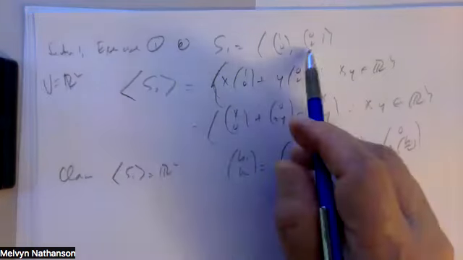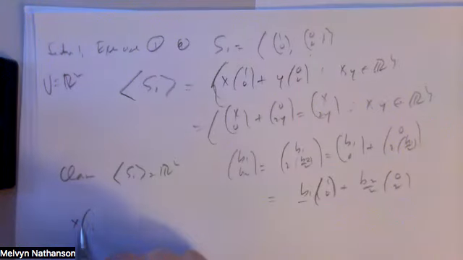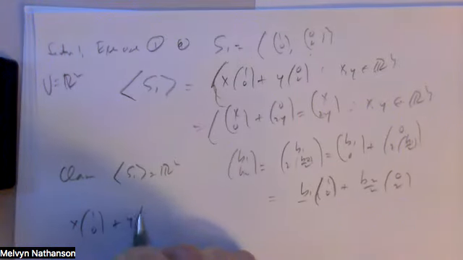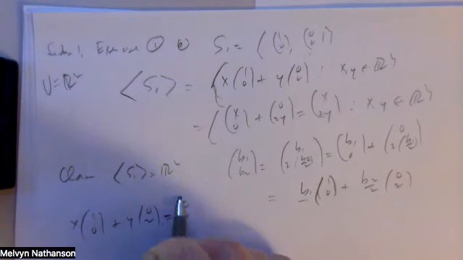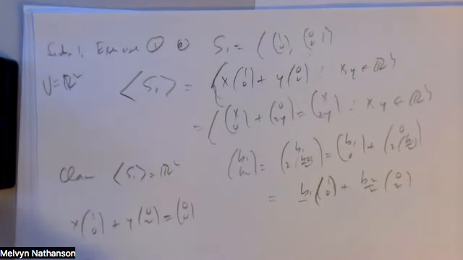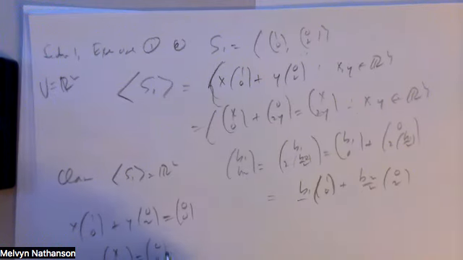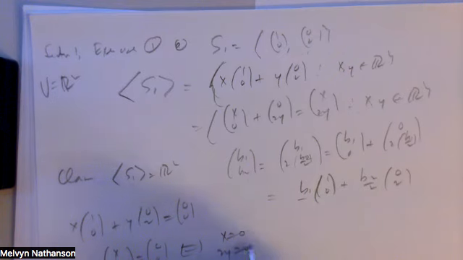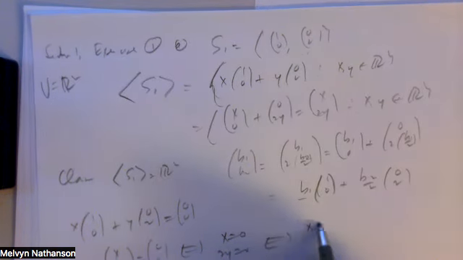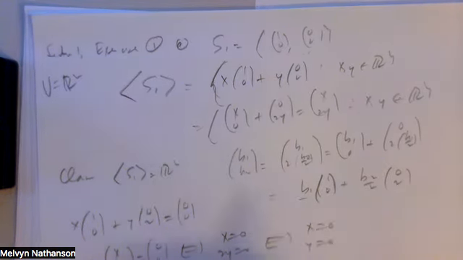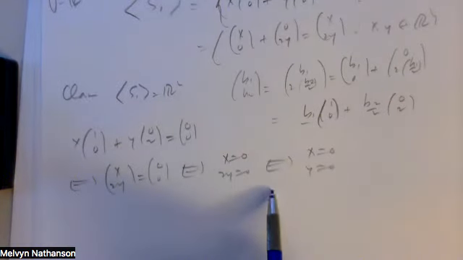And I claim these vectors are linearly independent. If x times (1, 0) plus y times (0, 2) is (0, 0), that's the same as saying (x, 2y) is (0, 0), which is the same as saying x equals 0 and 2y equals 0, which is the same as saying x equals 0 and y equals 0. So that's a proof that these two vectors are linearly independent.